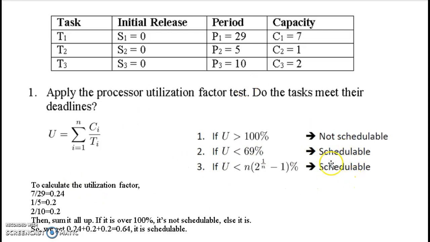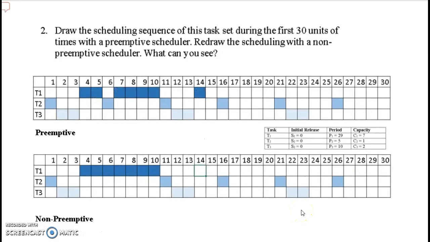Okay, so we're going to move on to the next question. Draw the scheduling sequence of this task set during the 30 units of time with preemptive schedule. So what is preemptive and non-preemptive? Basically, if you know what non-preemptive is, you know the opposite of it. Non-preemptive means the scheduling in which a running process cannot be interrupted by any other process, which is why it's called non-preemptive scheduling.